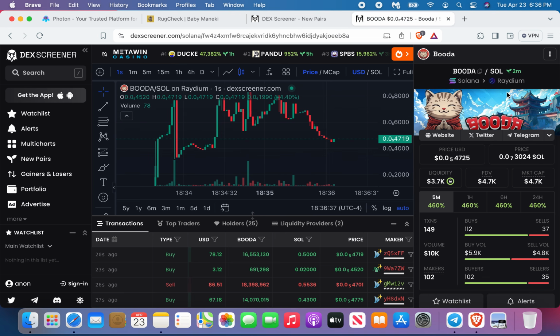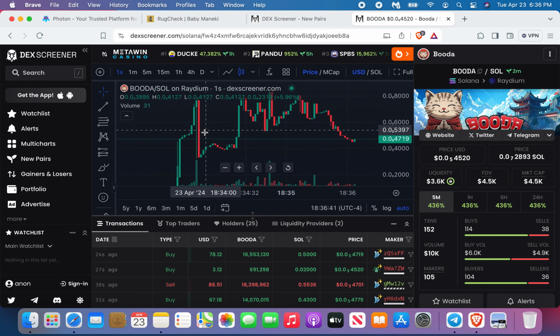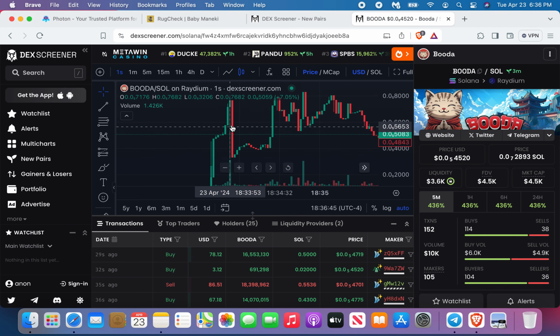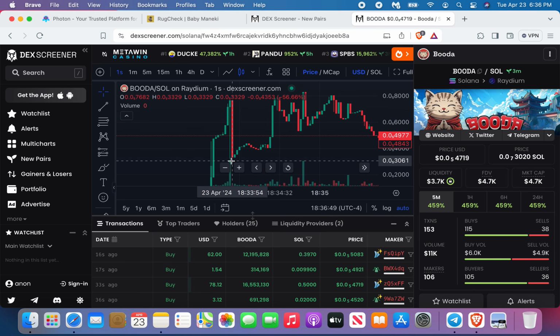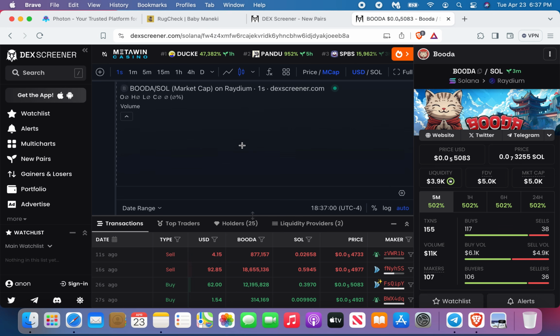And so with Buddha, it's 2 minutes old, and this is what I'm talking about. Actually, this is the formation I do like. So I like first couple of seconds, you have an up, people taking profits, it doesn't dump, and then right over here, if you can catch it, if you're fast enough, you put in a buy. So let's just change this to market cap for a second.